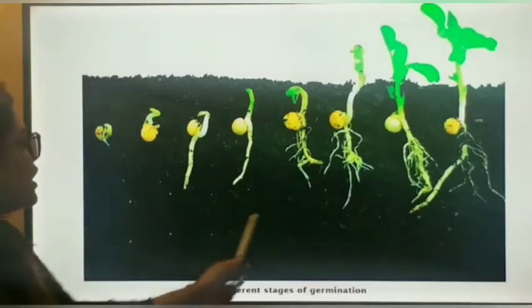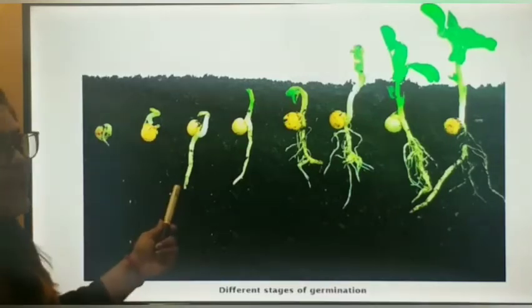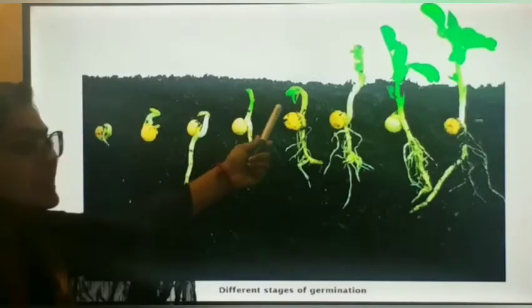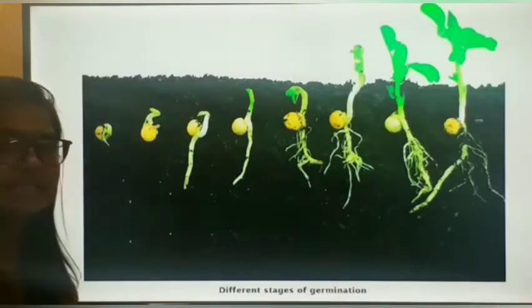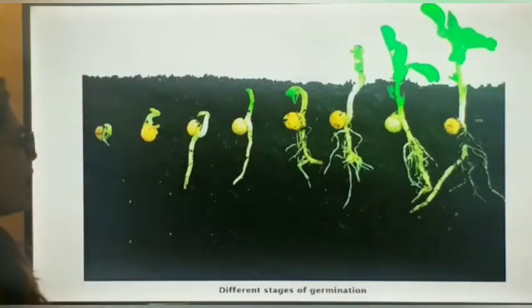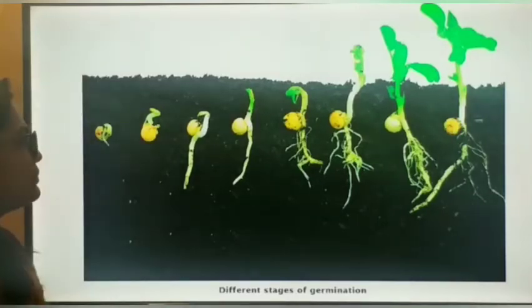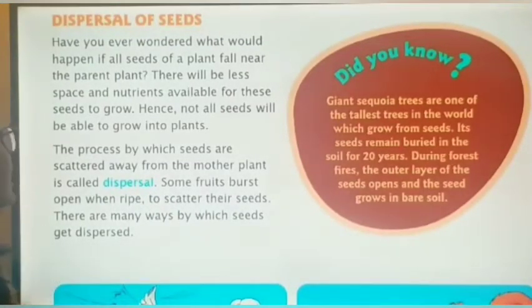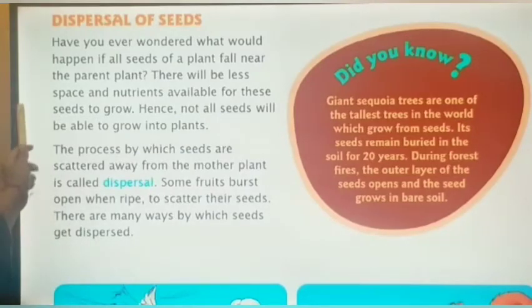So these are the different stages of germination. First the seed, then the roots will start coming, then the shoot, then the leaves, then the plant will start growing in size. Now I hope you understood the process of germination. Now after germination, the next topic which we are going to study is dispersal of seeds. Now let us see dispersal of seeds.